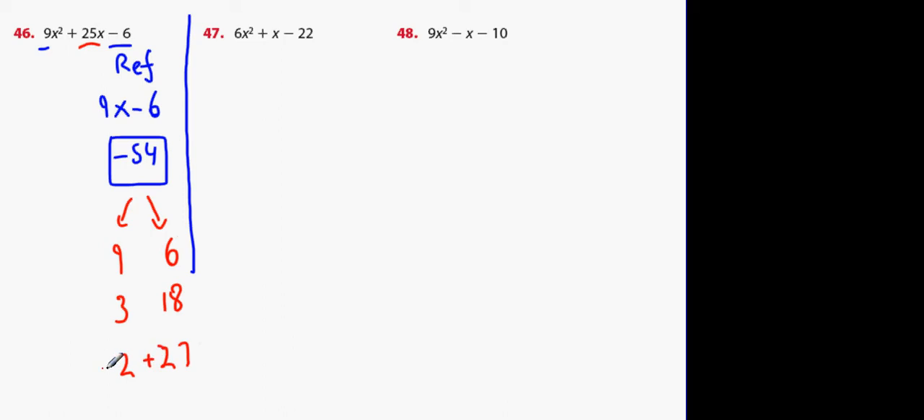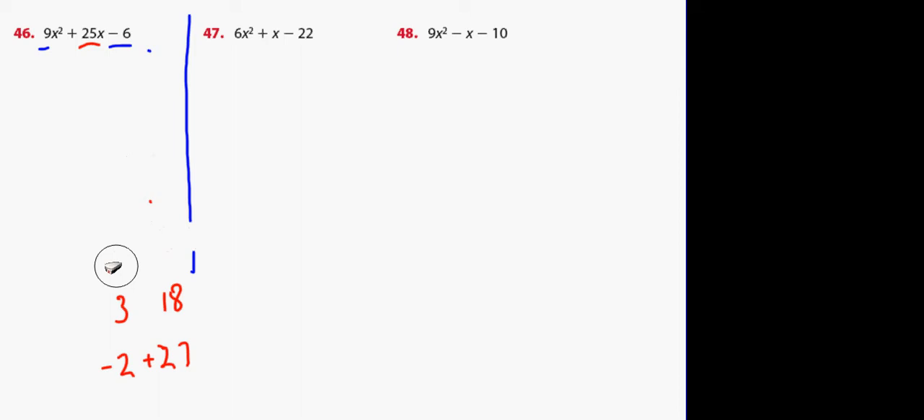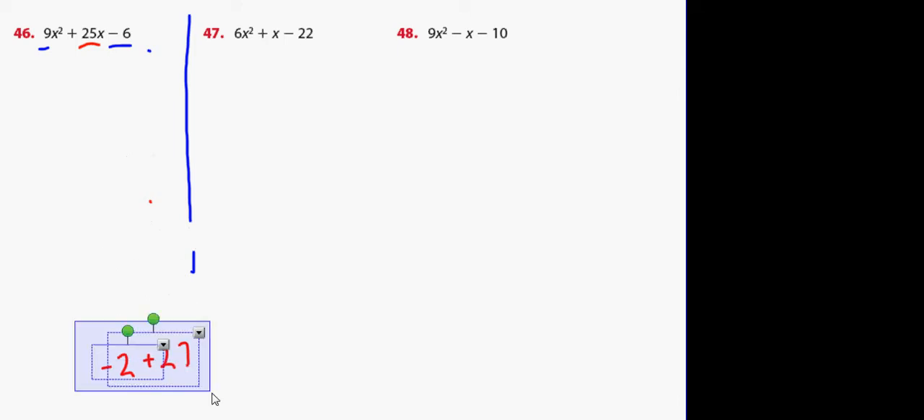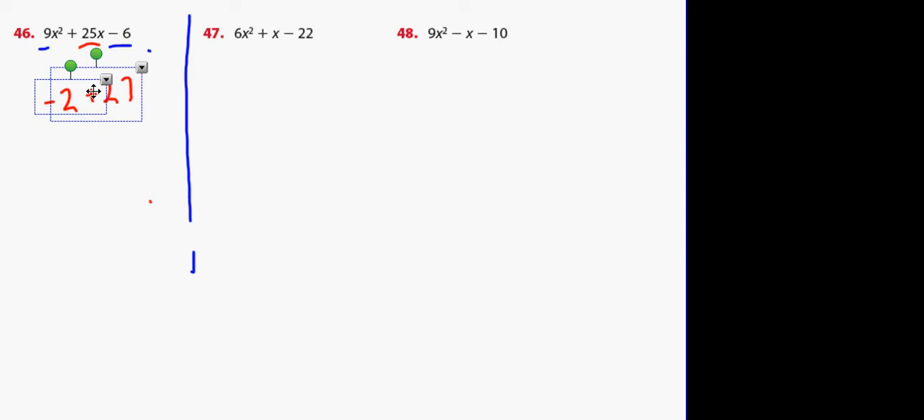Okay. So now all we have to do is get rid of this reference number part. And now we know what we need to do here. So we need plus 27 minus 2. We can put it directly underneath here. And we know they're going to be x's, because the 25x changes into them. And then all we have now is 9x squared minus 2x plus 27x minus 6.